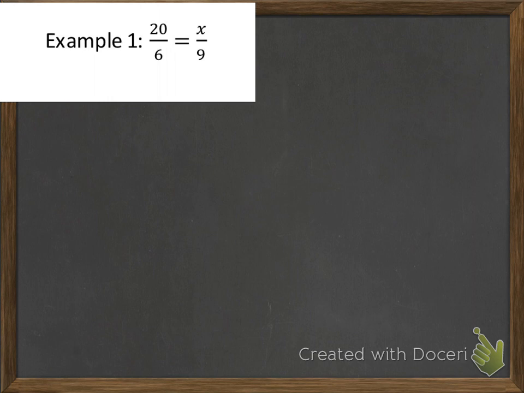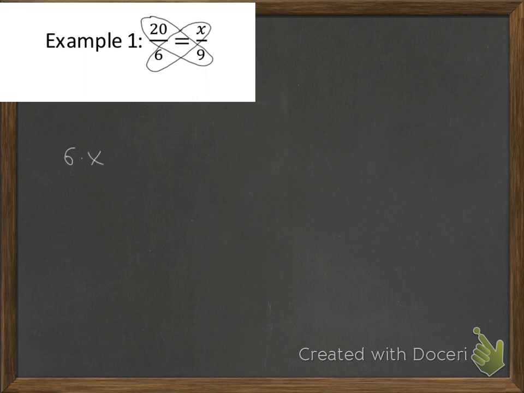Let's begin. Here we have example 1. We have 20 over 6 equals x over 9. In order to solve a proportion, all we need to do is cross multiply and solve. Cross multiplying means I multiply 6 by x and I multiply 20 by 9. Let's see what that gets us.